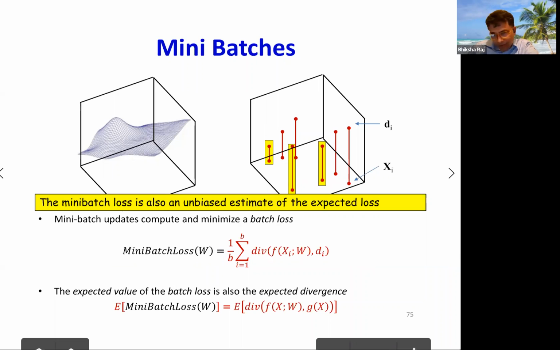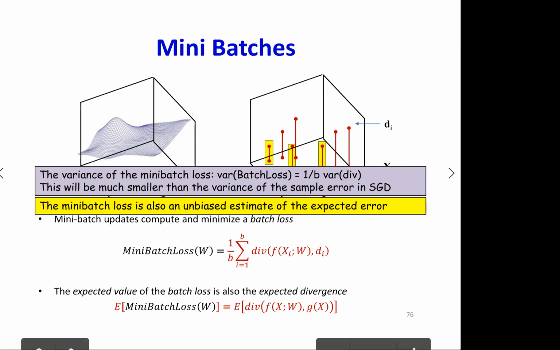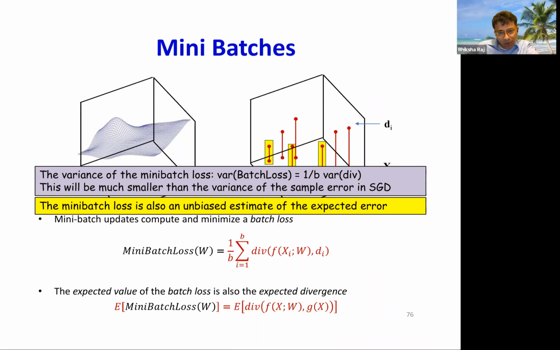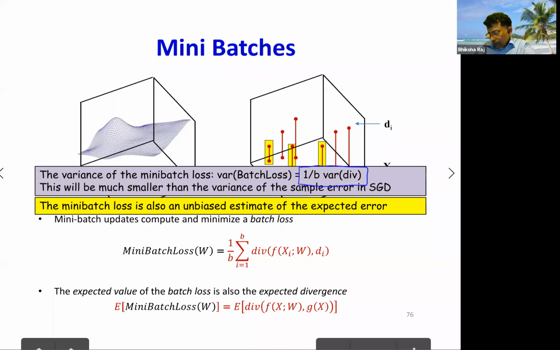What about the variance? Anyone? It's going to be 1 over b, right? So this is 1 over b, the variance of the individual divergence. And so now let's compare this, right? How does this work? Let me pull up my slideboard.